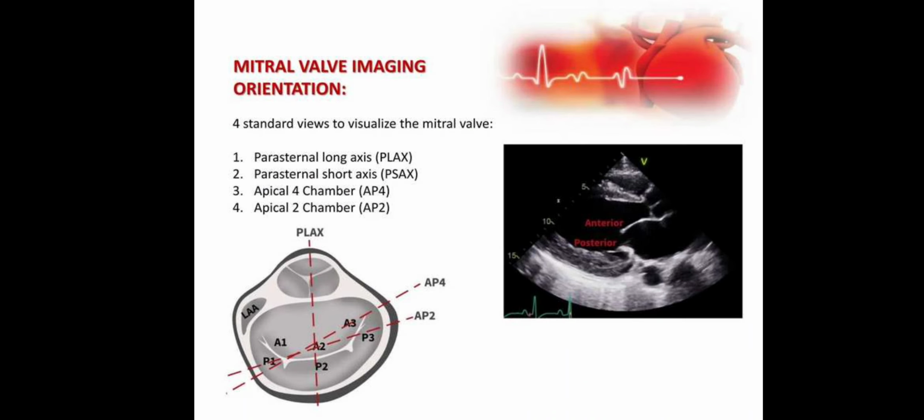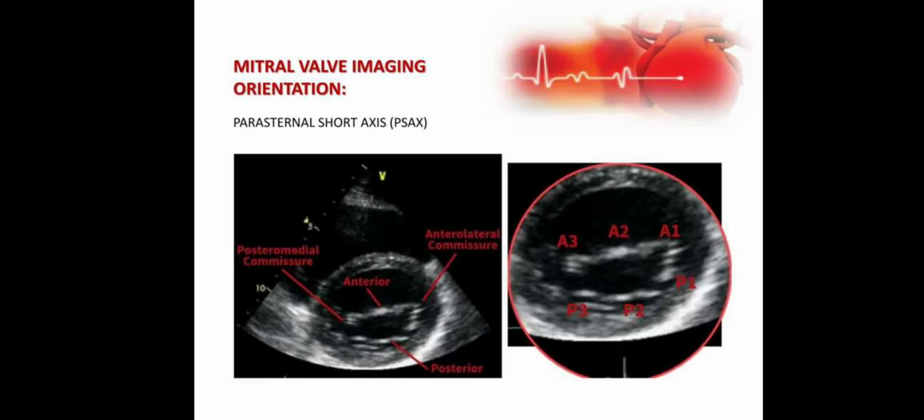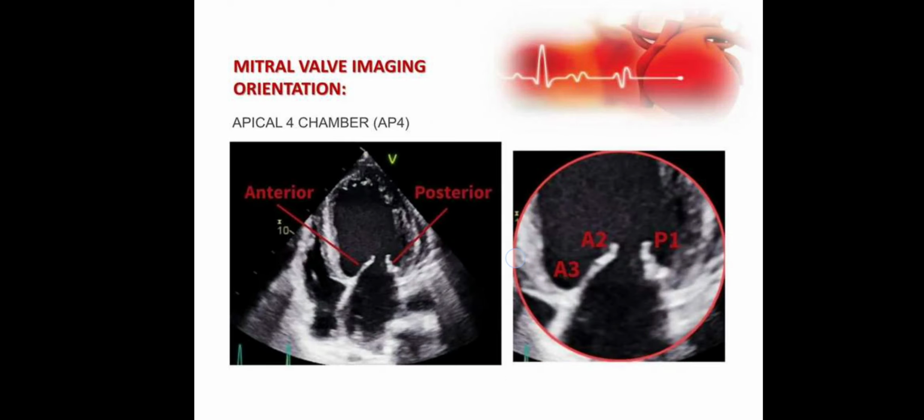Four standard views to visualize the mitral valve. One is the parasternal long axis view, parasternal short axis view, apical 4-chamber view, and apical 2-chamber view. We already discussed the parasternal long axis view, which is this view, where we can assess the A2 and P2 simultaneously. Then in the parasternal short axis view, we can assess A3, which is the medial.